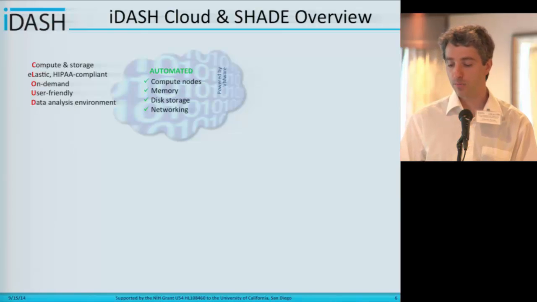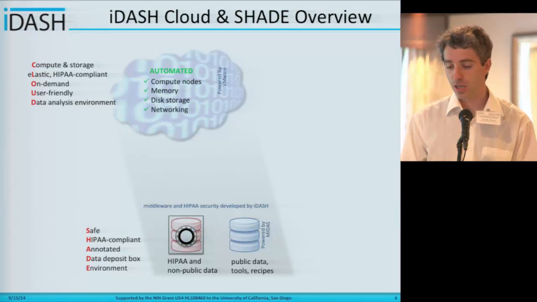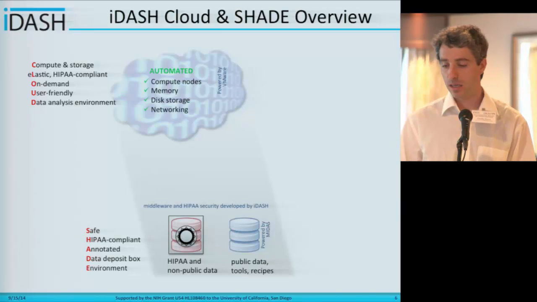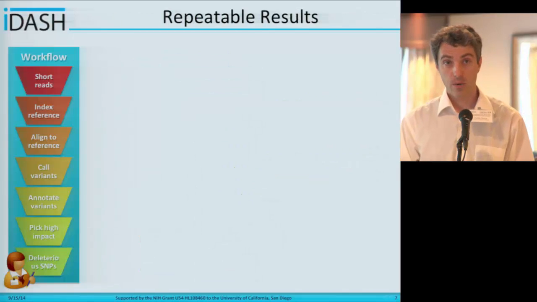So we have a cloud compute where you can allocate resources like memory, storage, networking for all kinds of projects. In the shade, there are a number of repositories that allow you to put PHI and non-PHI data, but also tools and recipes such that you can interoperate and run your data and your analysis in the cloud. In the end, hopefully, end users can run and publish their work with others and get credit for that. For that reason, let's see how we can do repeatable results using the IDESH cloud.